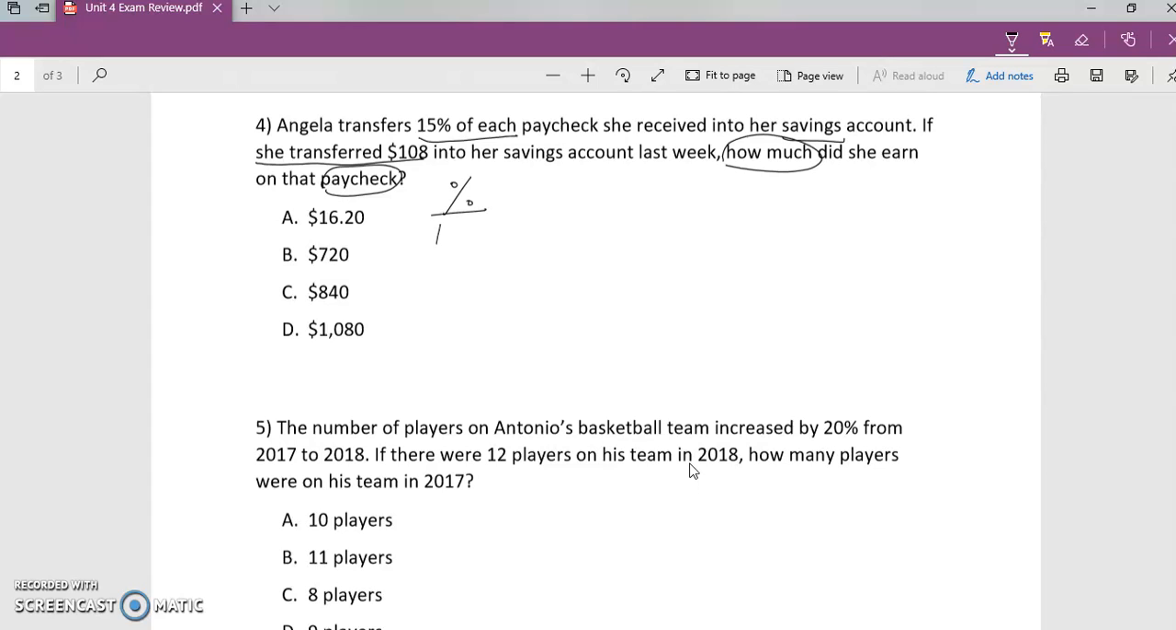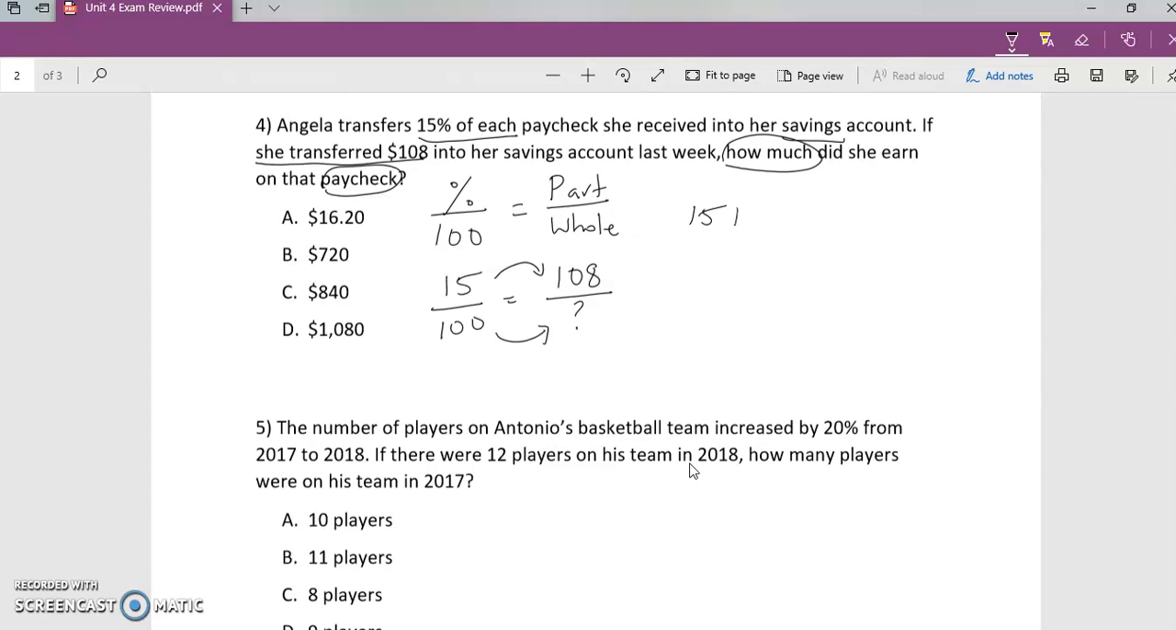So, another proportion problem: percent out of 100 equals part out of the whole. She's putting in 15% out of 100. She knows that 15% was equal to $108, but we don't know how much the total paycheck is that she got. So again, we look to find the scale factor. 15 goes into 108 how many times? We don't know yet, but let's figure that out.